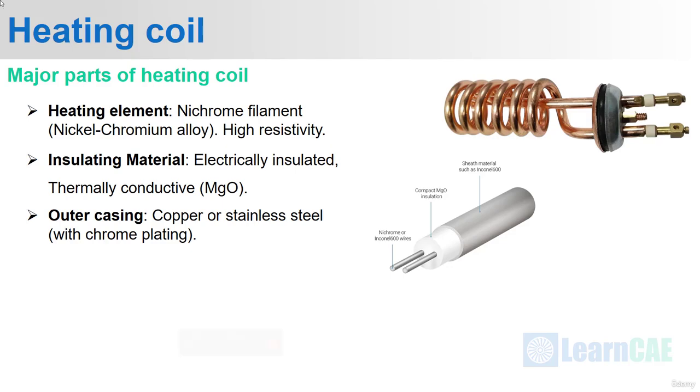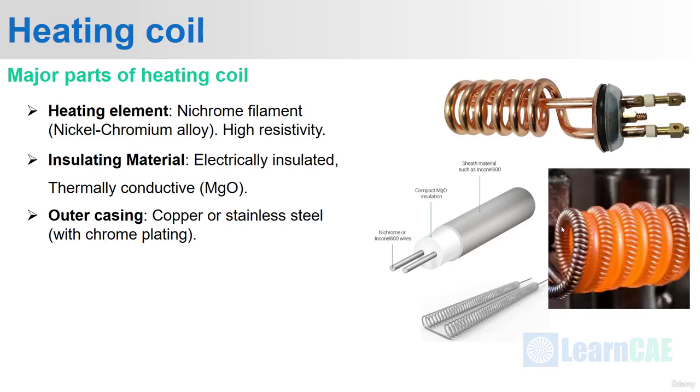We can see in this image, nichrome wires are placed inside this heating coil. It will be wound inside this heating coil like this. It will have a smaller diameter and larger length. We shall see why. The next part is the insulating material.